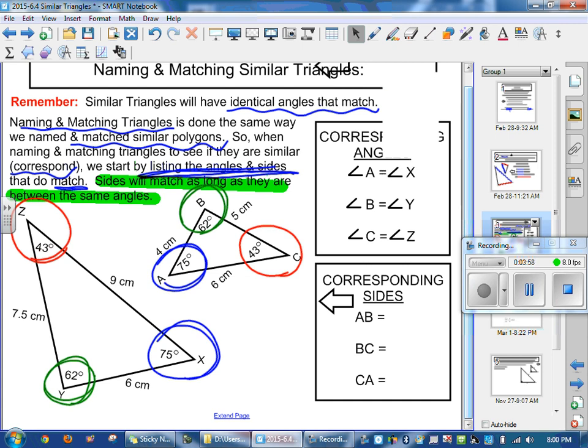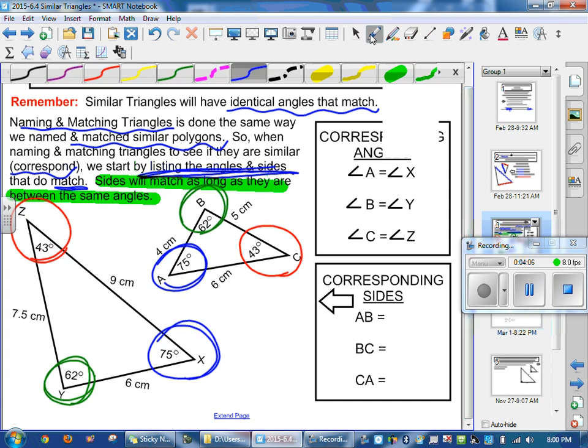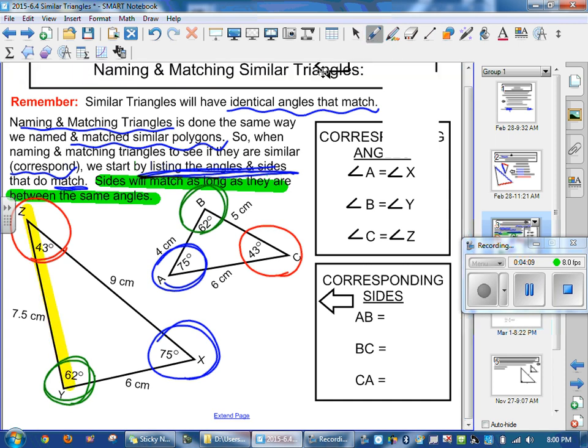So remember, when we match our sides, they're going to be between the same angles. So if I take a look at the side here, I'm going to take a look at this side here. That side is between 43 and 62. So I need to find the 43 and 62 on the right, on the small triangle. There it is, 43 and 62, and that's the side that's going to match, okay? Because the side length in between those angles always matches. So that means the 7.5 is going to match our 5.